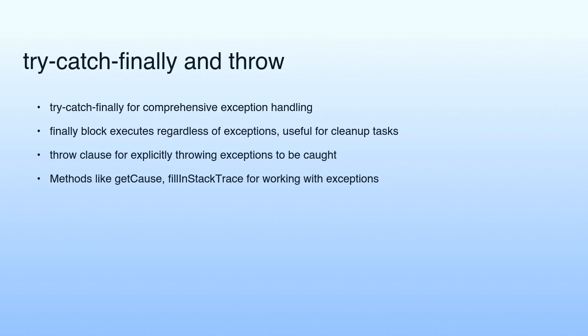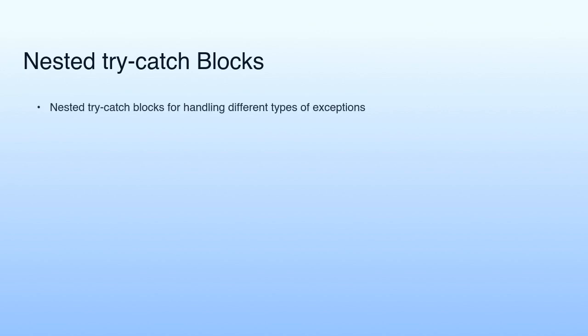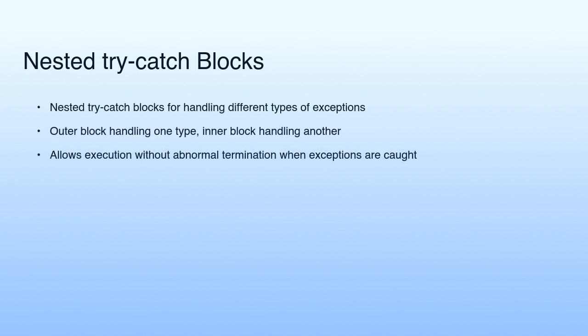stacktrace for working with exceptions. Nested try-catch blocks are essential for handling different types of exceptions, with the outer block handling one type and the inner block handling another, allowing execution without abnormal termination when exceptions are caught.